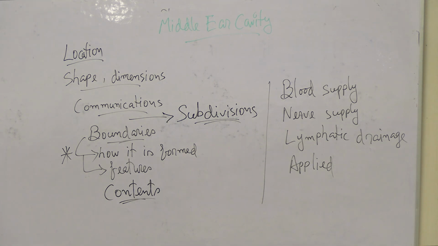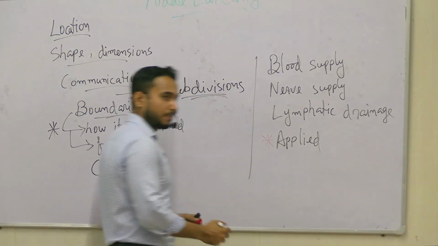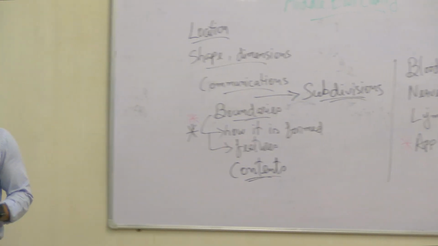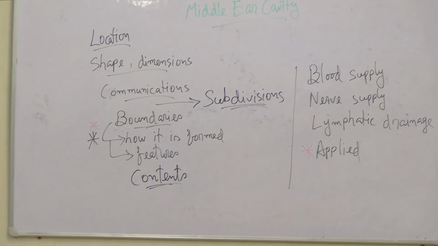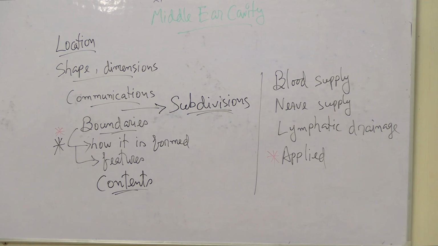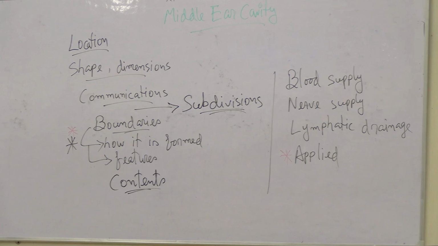Lastly, as usual, blood supply, nerve supply, lymphatic drainage, and applied. Now, in case of the middle ear cavity, please note that mostly questions are asked from the applied part, and questions are asked from the boundaries. These are two important aspects of the middle ear cavity. That means you can expect questions from these two particular areas. So we'll start.